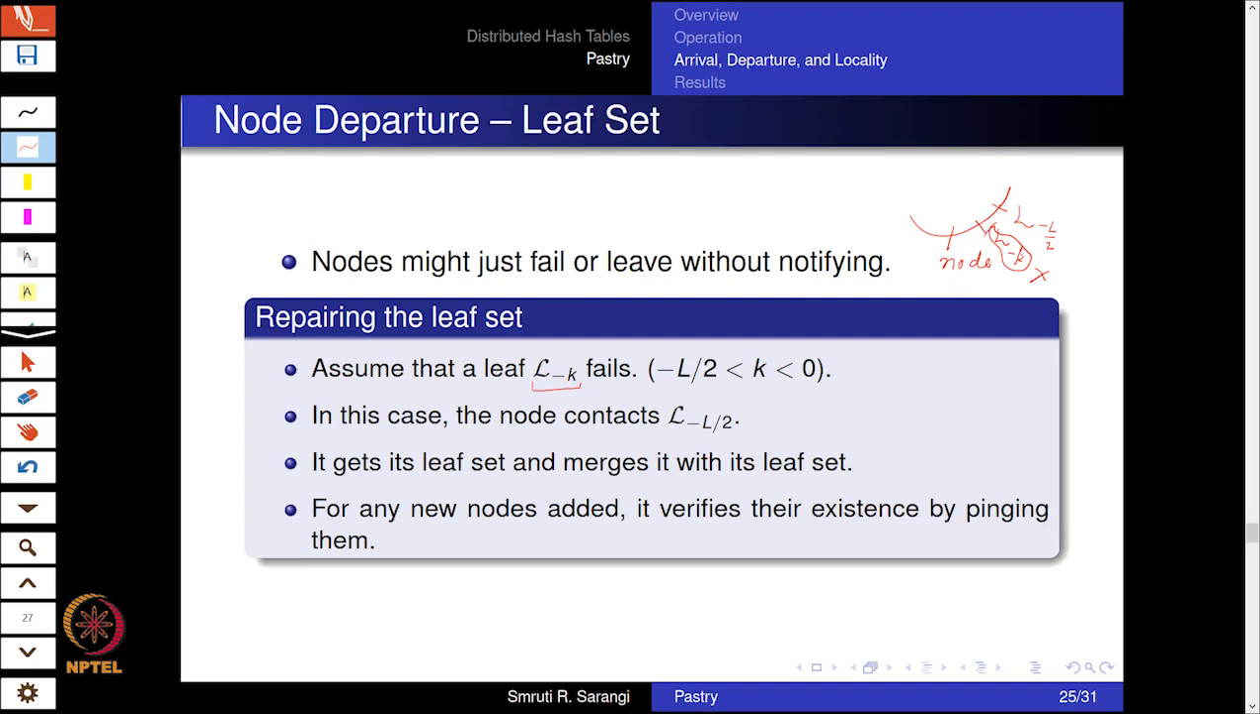So what is the key idea? The key idea is that every node keeps track of its leaf set by sending heartbeat messages. Whenever a leaf dies and this fact is discovered, the other nodes on the leaf set are contacted. They send their leaf set information to the node, and the nodes in the vicinity reconstruct their leaf set.